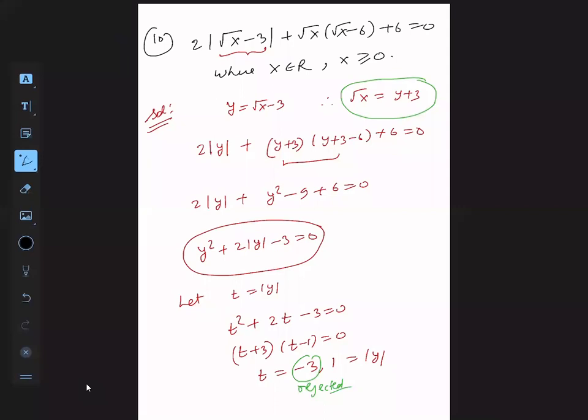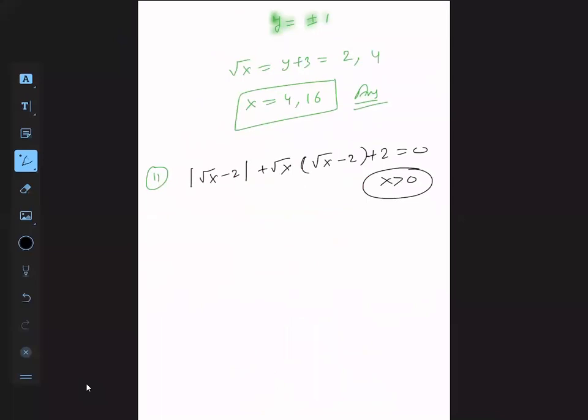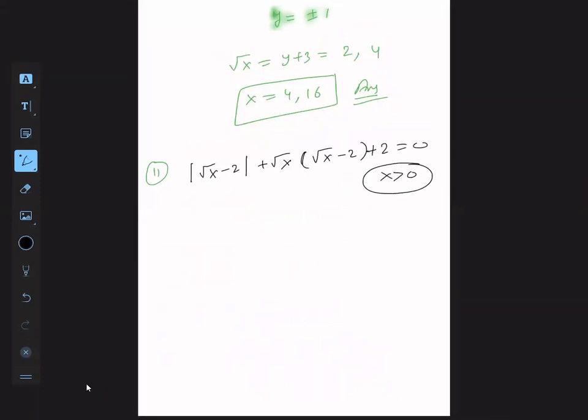Question number 10 is a JEE Mains 2018 problem, and question number 11 is a JEE Mains 2019 problem. So you may say this is a trending question. It is repeating again and again by just changing data. Conceptually, it is a repeating question. Possibly next year it will be repeating. It is going to come next year. So we have to remember this method. Now solve this. Question number 11.